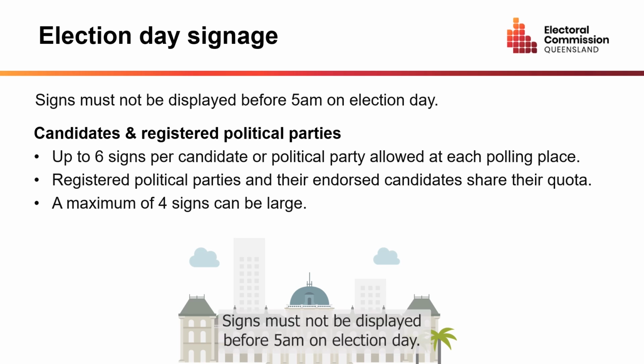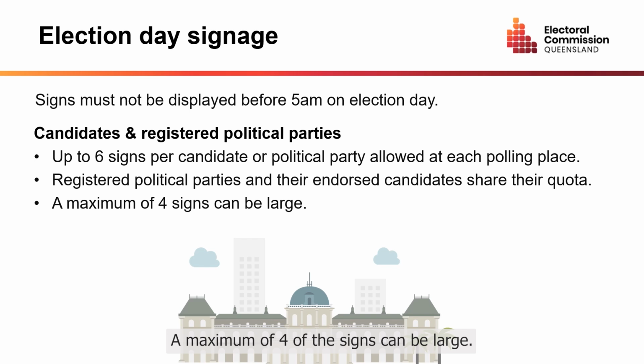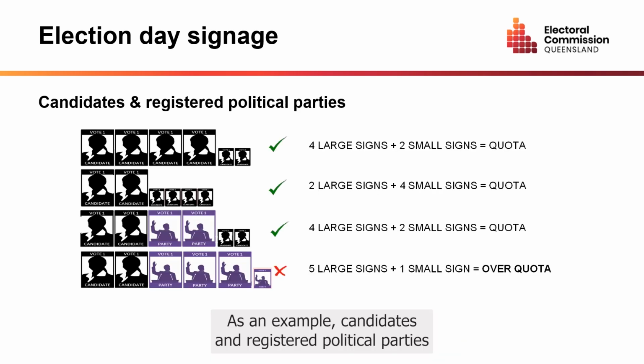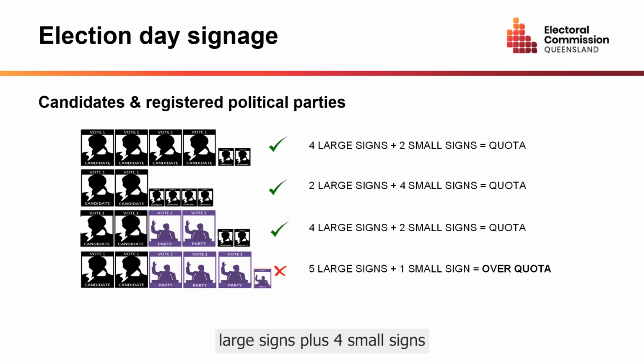Election day signage rules. Signs must not be displayed before 5 a.m. on election day. For candidates and registered political parties, up to 6 signs per candidate or political party are allowed at each polling place. Registered political parties and their endorsed candidates share their quota. A maximum of 4 of the signs can be large. As an example, candidates and registered political parties may have 4 large signs plus 2 small signs, or they can have 2 large signs plus 4 small signs, but 5 large signs plus 1 small sign would be over the quota.